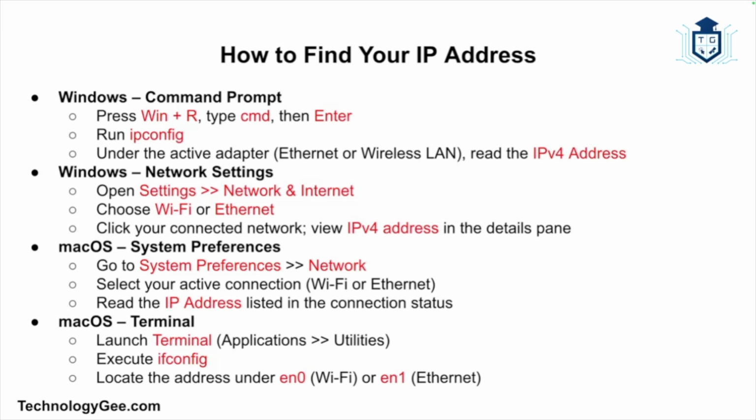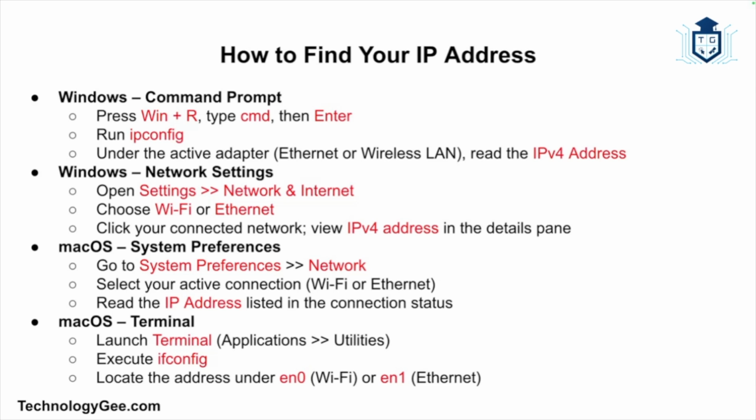And then you want to click on the network you are connected to, and your IP address will be displayed under the network details. If you're on a Mac, you want to use your system preferences. So you want to go to your system preferences and then hit network. Then you want to select the network connection that you're using. And then your IP address will be displayed in the connection details.